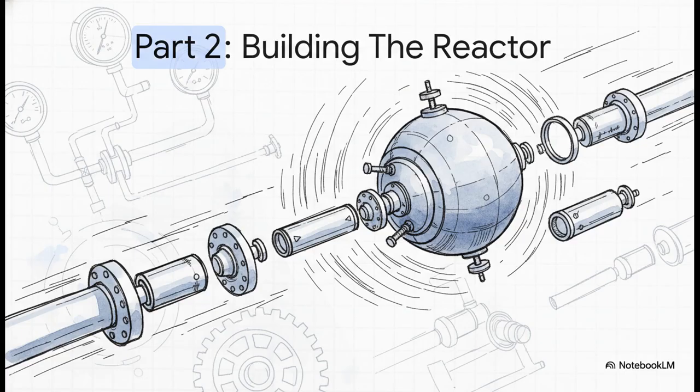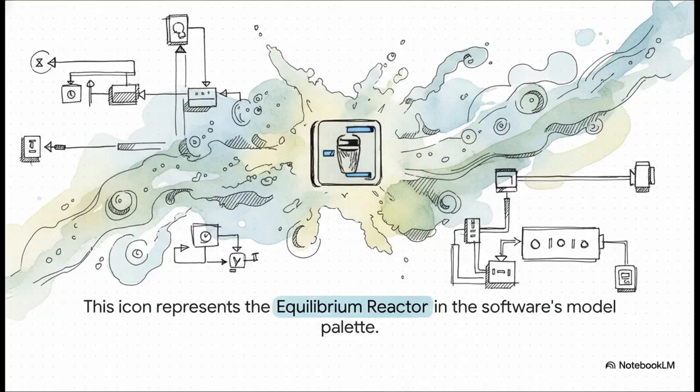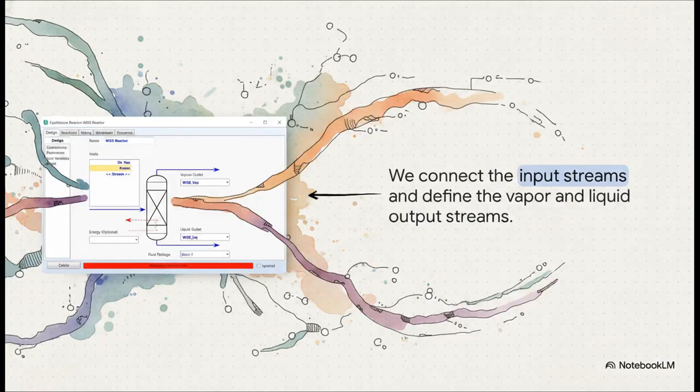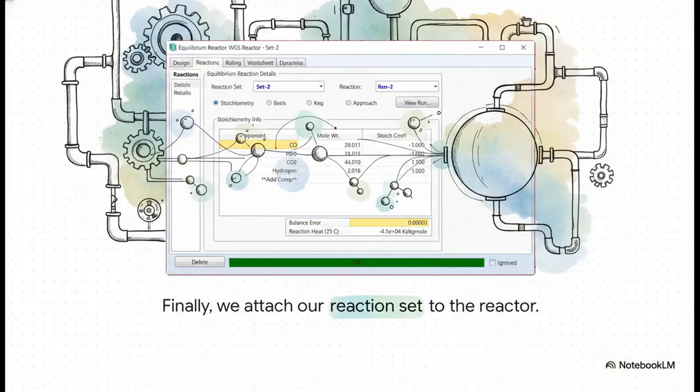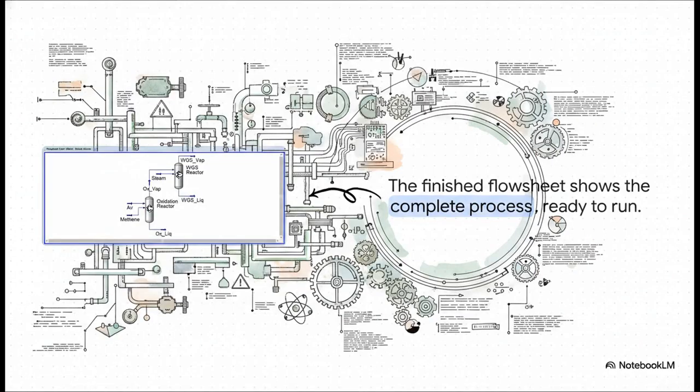Now for the fun part, building the virtual reactor. We just grabbed the Equilibrium Reactor from the menu. This thing is the core of it all. Then, it's kind of like plumbing. We hook up the pipes for what goes in and what comes out. And here's the most important part. We tell the reactor which chemical recipe to use. And there you have it, the whole setup all connected and ready to go.